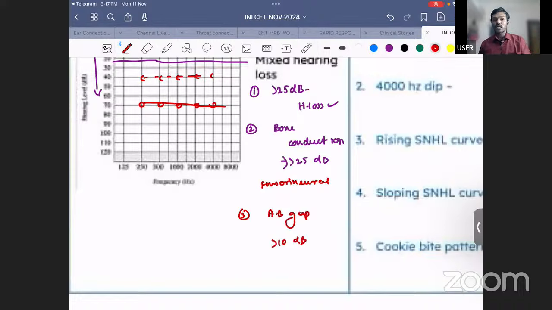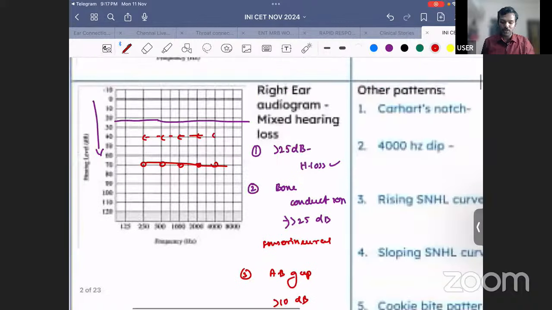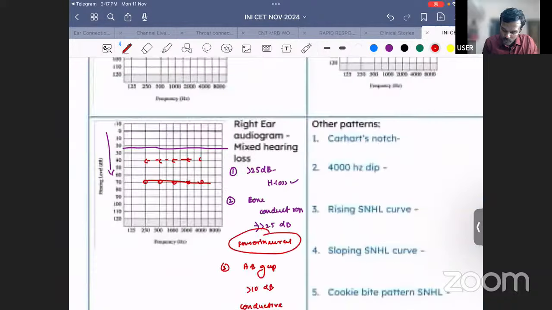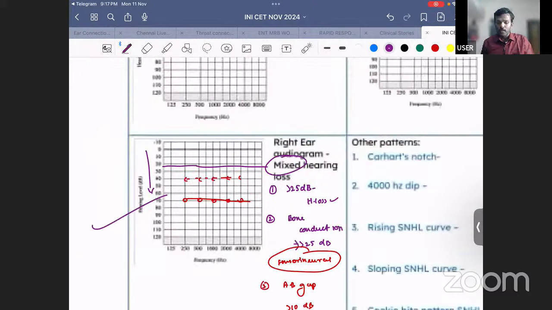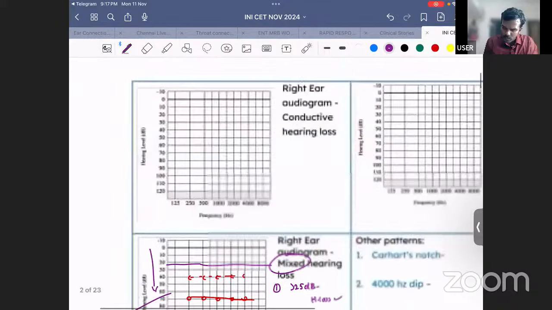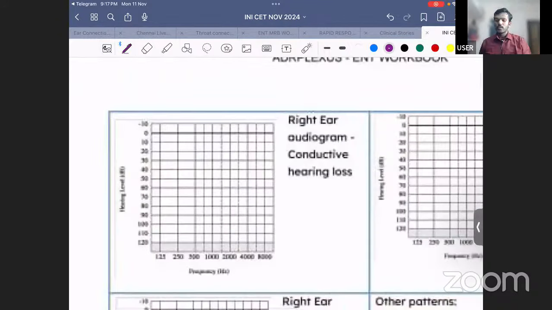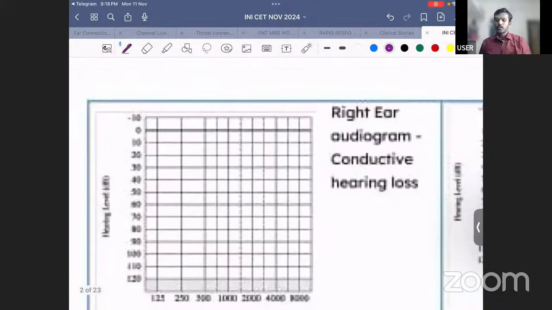So how can it be a conductive hearing loss picture and a sensory hearing loss picture? This is a picture of right-sided conductive hearing loss. This is the picture.